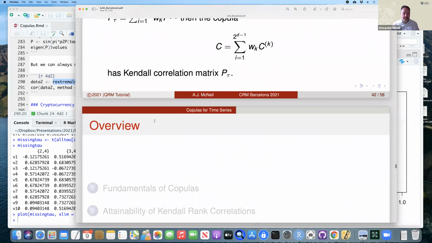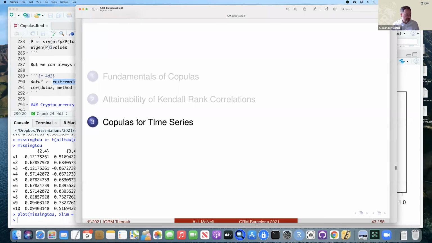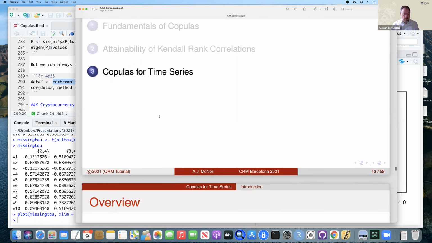Which is quite interesting. So let me take a drink, and then in the remaining 25 minutes, I want to tell you about another interesting topic with copulas at the moment, and that's copulas for time series. So if it's okay, I'll continue. We should have time at the end for questions about what you've just heard.